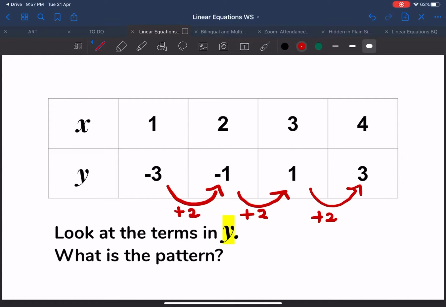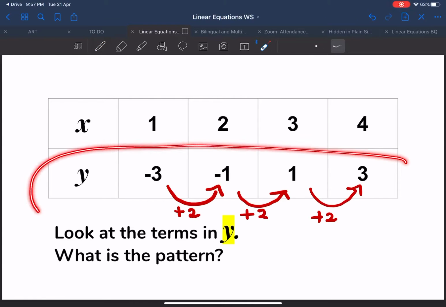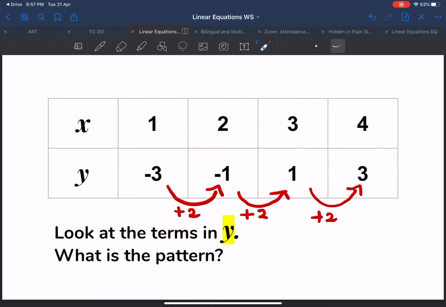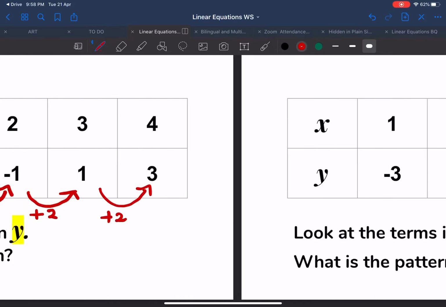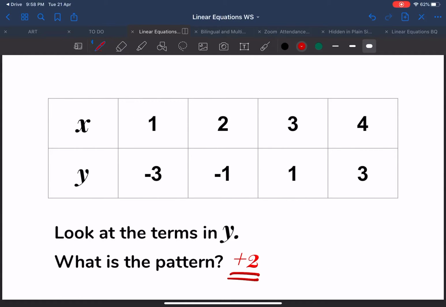That is your foundation skill. And this is why you needed to be very good in that skill, so that it will be easy for you to find the pattern in terms of x or y. So in this case, we are now interested in the pattern of y. We know that -3 to -1 is +2, +2, +2. So the pattern is +2.